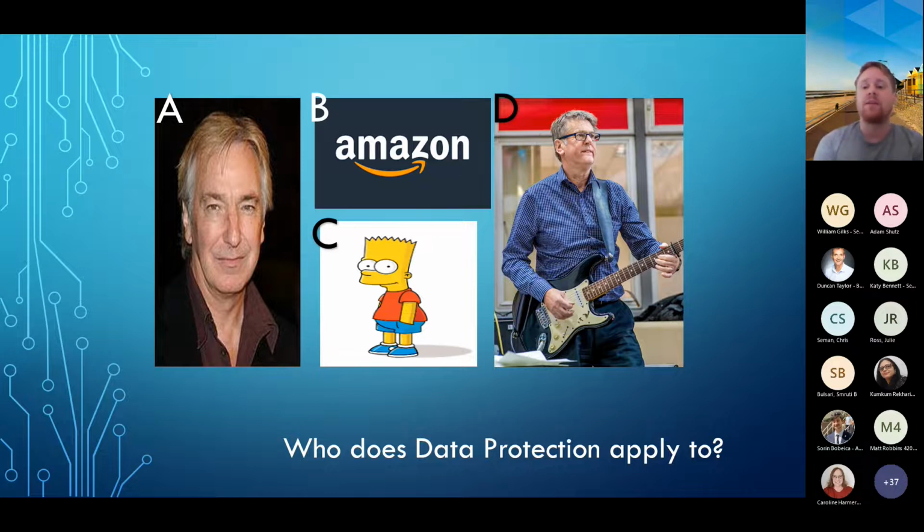So for B, Amazon, they're a company or an organisation like ECC. They need to comply with the legislation, but they don't have any rights under it. And obviously Bart Simpson is a fictional character, and so he wouldn't have any rights under data protection legislation.